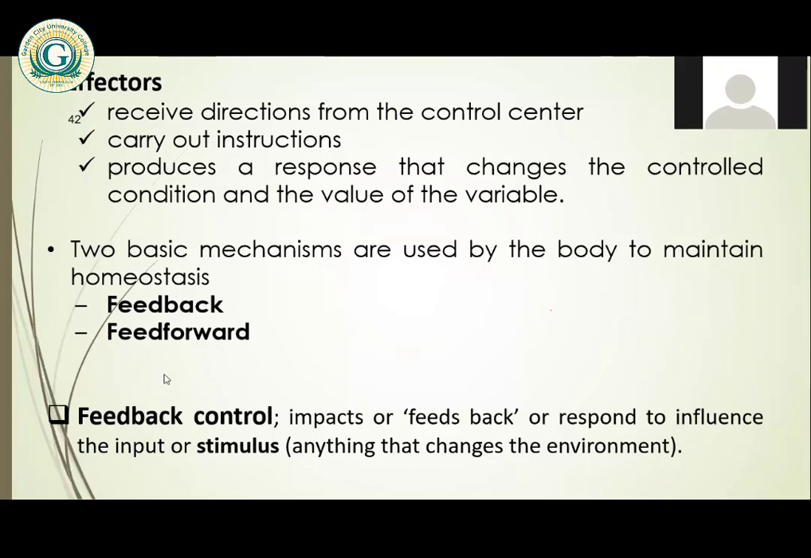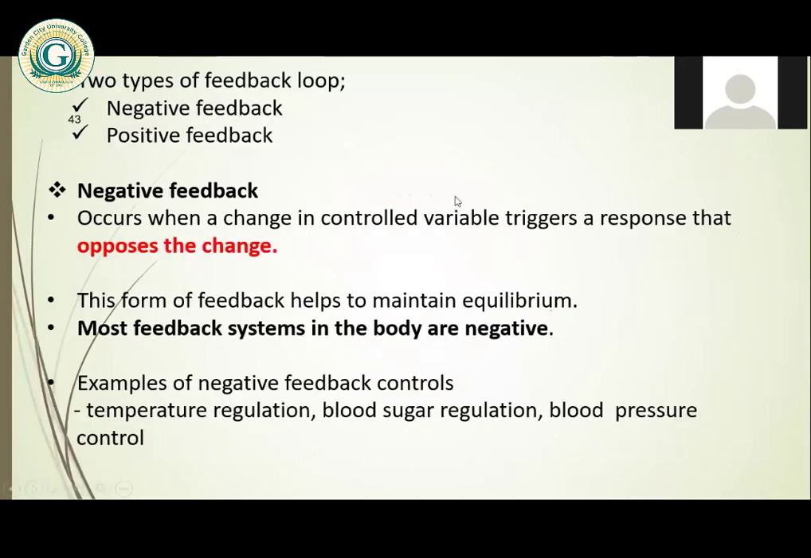So feedback control responds to an influence on the input or stimulus, anything that changes the environment. We are saying that the change has happened and then we try to respond to the change. We can have two types of feedback: negative feedback and positive feedback. Negative feedback is that you are opposing the change, something negative. You are opposing what has happened.